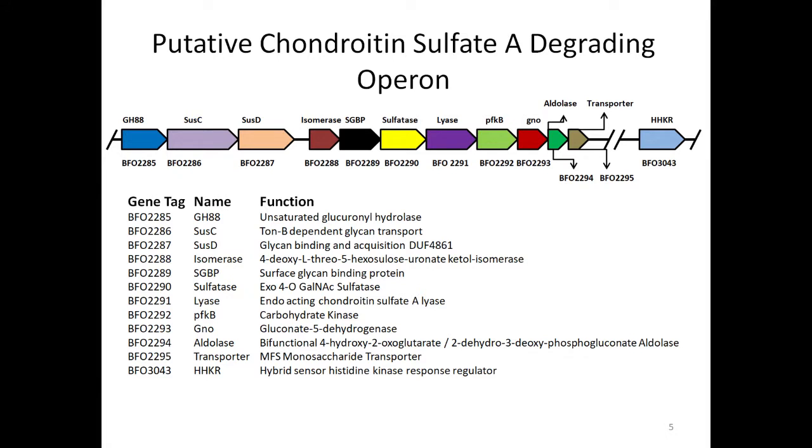Using genomic analysis, this was the structure for an operon for one of those predicted glycosidic pathways and the predicted functions of each protein. BFO 3043 is a hybrid sensor histidine kinase response regulator that was discovered using STRING analysis to co-occur with BFO 2285, the first gene in the operon. Using BPROM, it was found that there is likely a second promoter region between BFO 2287 and BFO 2288, with currently unknown associated binding proteins.